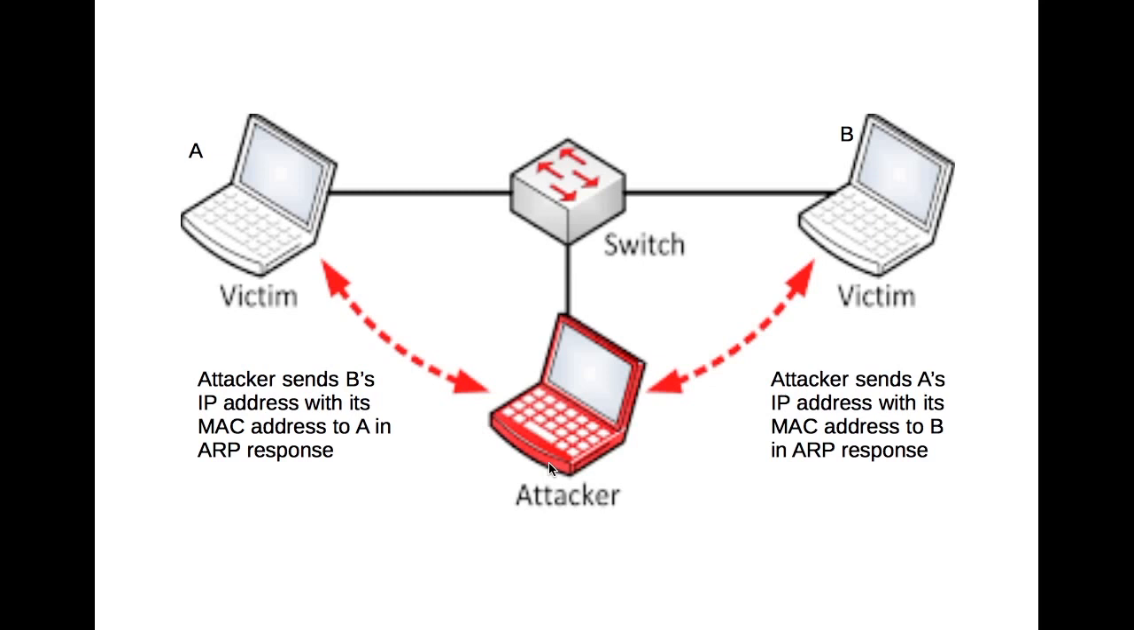As this is a man in the middle attack, the attacker will also send B a message using A's IP address and its own MAC address. So B will also update its ARP table, thinking that the attacker is A. So the attacker will sit between A and B. The attacker will receive packets from A and send them to B, and receive packets from B and send them to A. And thus, using ARP spoofing, a man in the middle attack is done.